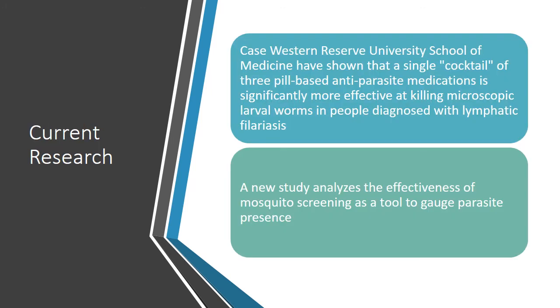And just current research of the disease: at Case Western Med School right now, they found that one single cocktail, which is one mix of 3 pill-based anti-parasite medications, is significantly more effective at killing the worms in people. This is important because before they were giving 2 different medications that would do the job, but now this is all in one. And then a new study analyzes the effectiveness of mosquito screening as a tool to gauge parasite presence.